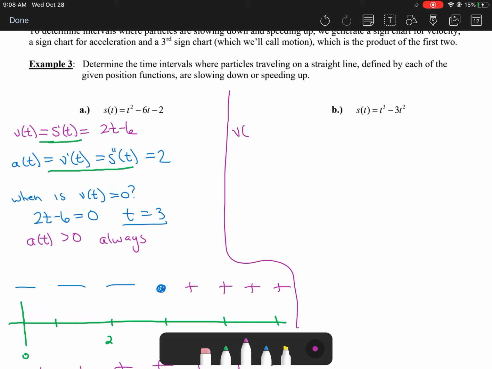Okay, welcome back. So first thing we did is we found our velocity. Our velocity is 3t squared minus 6t. Now I want to know, when is the velocity 0? Okay, so I'm going to set this equal to 0.